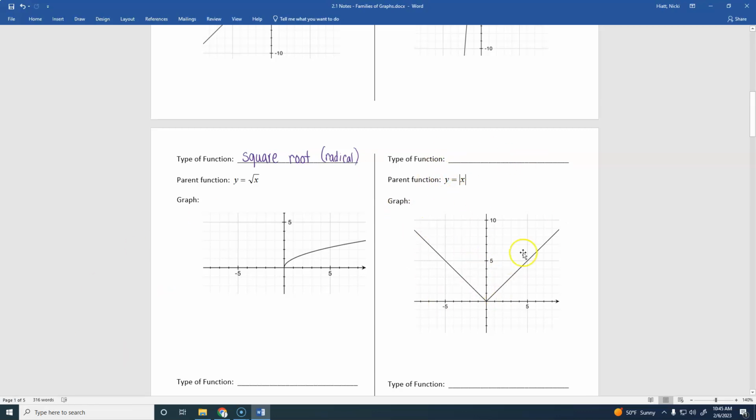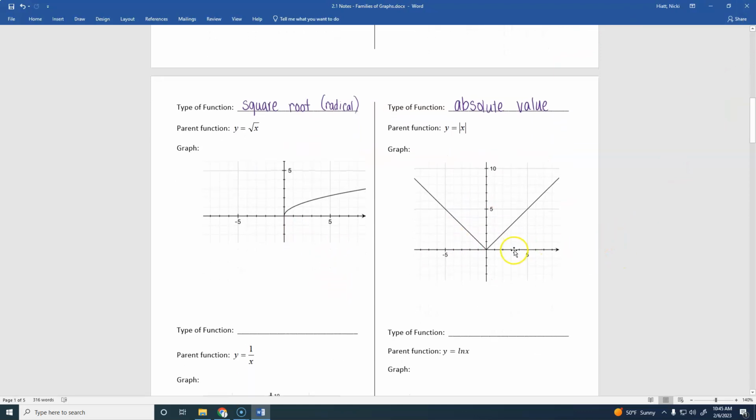Next to it here, we've got this V shape. What is that V shape? Absolute value. This one is one that you focus on in Math 3 a lot. You do some solving absolute value functions and look at that one a little bit more. We'll see it, but it won't be our main focus.